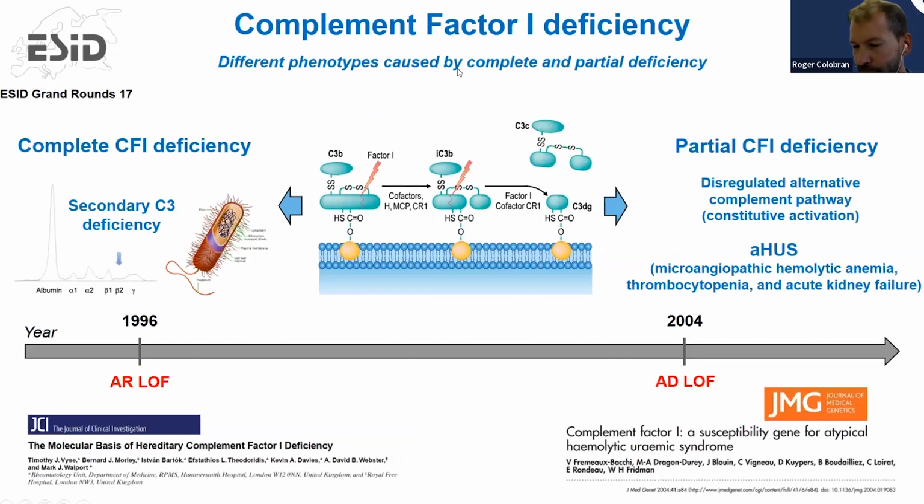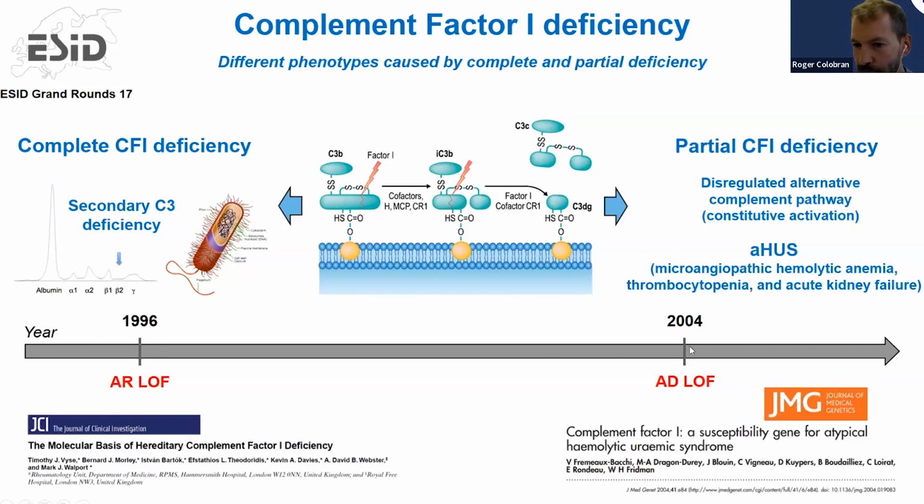And I like this example because in this case, it is not a question of gain of function or loss of function variants, but a difference between complete and partial deficiency. So complete factor I deficiency was described molecularly in 1996, although it was already described biochemically previously. The complete factor I deficiency, which is a regulatory molecule of the complement system, leads to a secondary C3 deficiency. And the clinical phenotype resembles, obviously, the C3 deficiency with recurrent encapsulated bacterial infections.